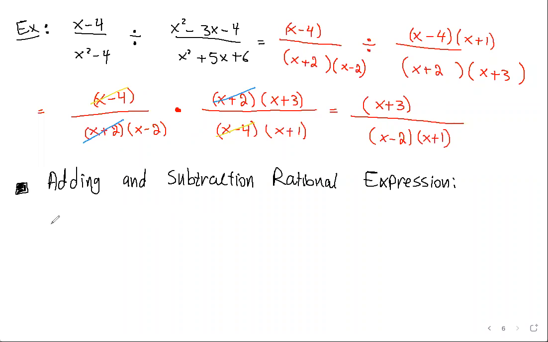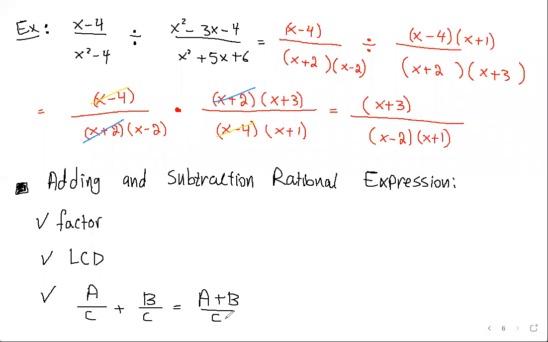Same thing, we have to factor, then we use this property. No, here we have to factor, then we have to make the denominators equal by using the least common denominator. Then we use this property after we make the denominators equal: A plus B over C. We factor, we look for the least common denominator, then we use this property.